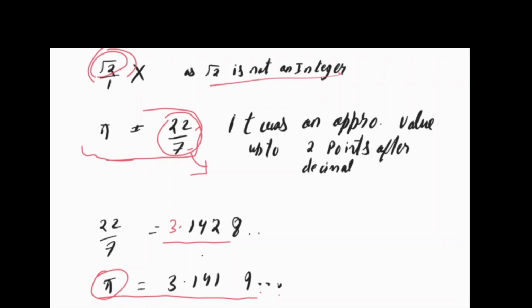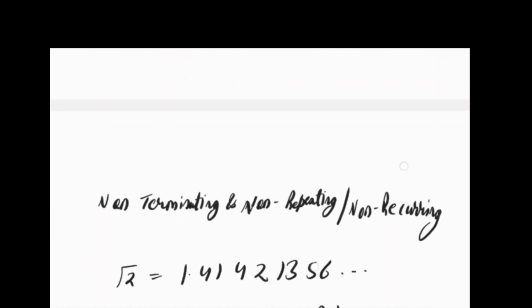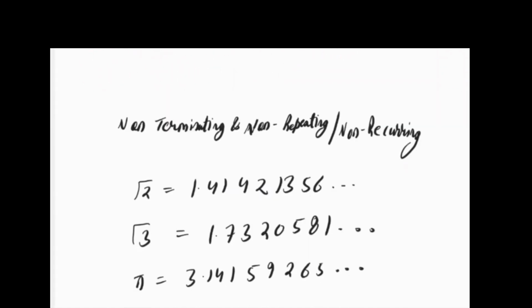Now, as you see, root 3, root 2 and pi are non-terminating and non-repeating after the decimal. So irrational numbers are also called non-terminating and non-repeating numbers. For example, root 2, its value is 1.41421356 and so on, which indicates that it is non-terminating and non-repeating. That is, no value is repeating after the decimal, and the same is true for root 3 and pi.